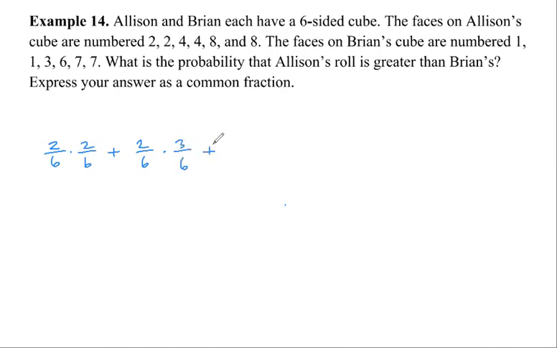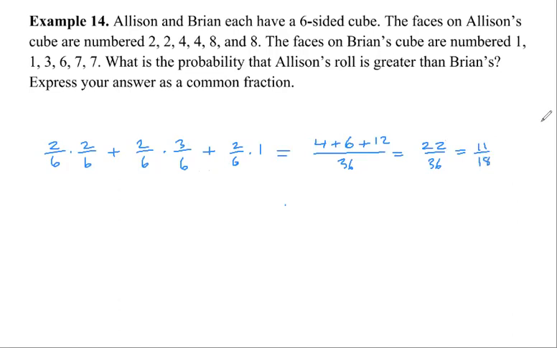Now, lastly, if Allison rolls an 8, then there's nothing Brian can do. So there's a 1/3 probability of Allison rolling 8. So we'll just add that up: 1/9, 1/6, and 1/3. We take the LCM of this, which in this case is 18, and 1/9 becomes 2/18, 1/6 becomes 3/18, and 1/3 becomes 6/18. 2 plus 3 is 5, 5 plus 6 is 11, and that's how you get 11 over 18.